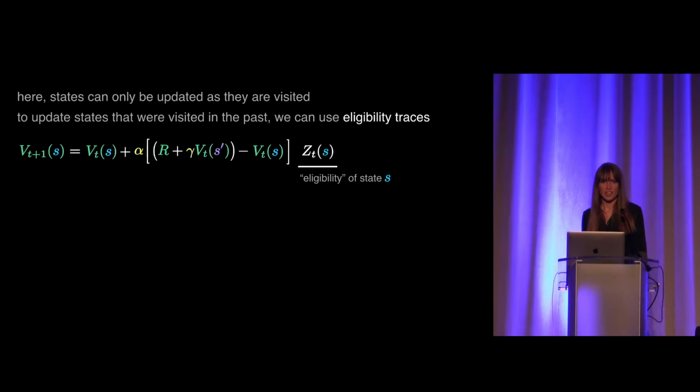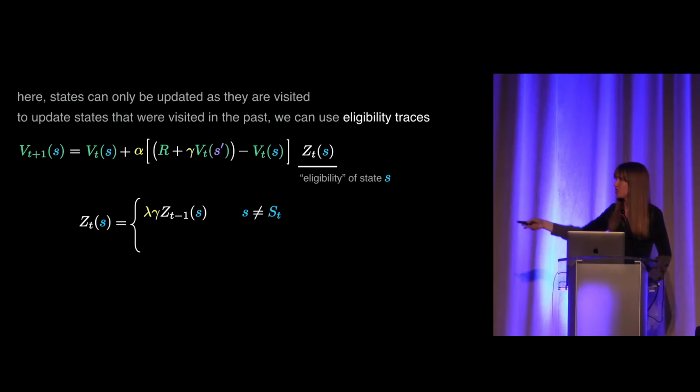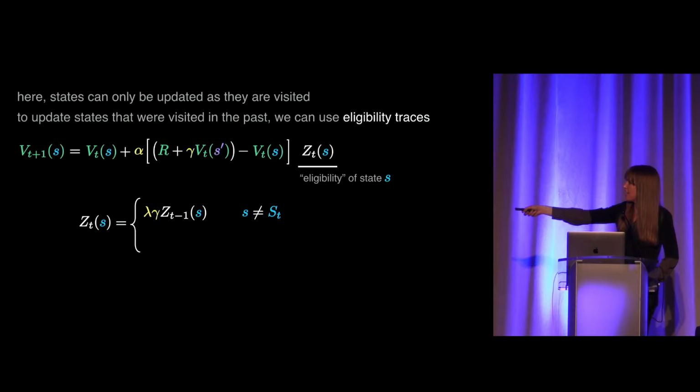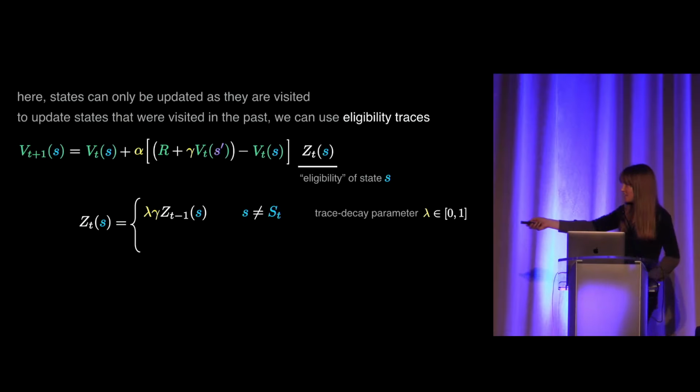The eligibility of state S allows us to update other states that we aren't currently visiting, but that we have visited in the past. If we are at a state that we're not visiting right now, we can write this eligibility as a decaying function of time, where we're decaying this based on what we would call a trace decay parameter, lambda. This parameter lambda is another parameter that goes between 0 and 1 and tells us how much our eligibility will decay over time when we don't visit a particular state.